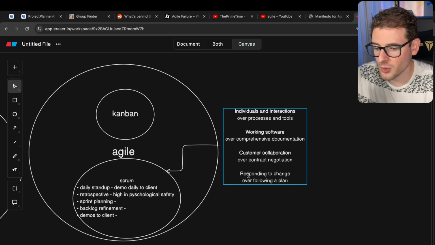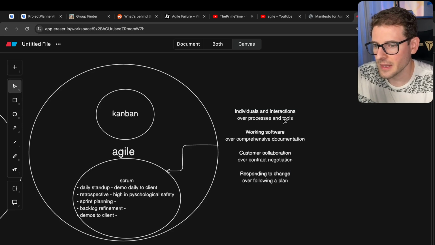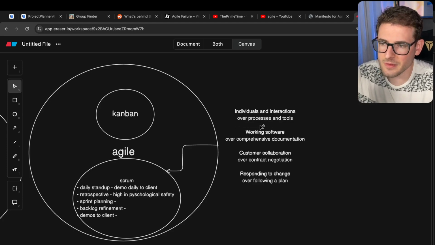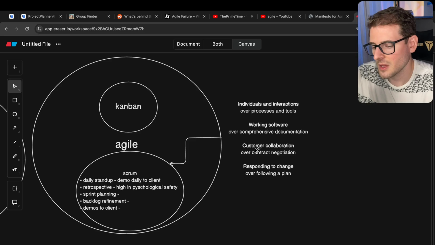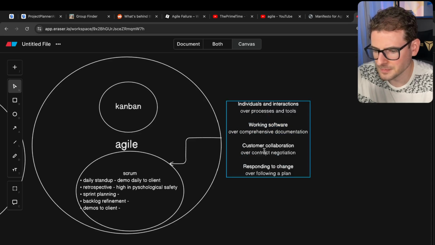And I think that's something very important you need to remember about the manifesto, is that they emphasize the left. They don't say the processes and tools are not important. They just say that if you focus too much on processes, it's going to start slowing down your team and your project. The next one, customer collaboration.